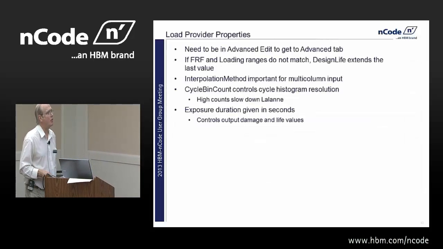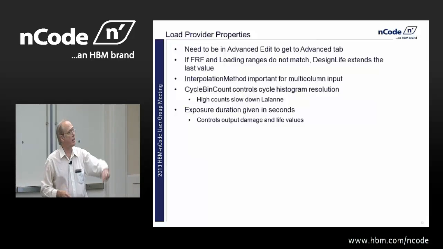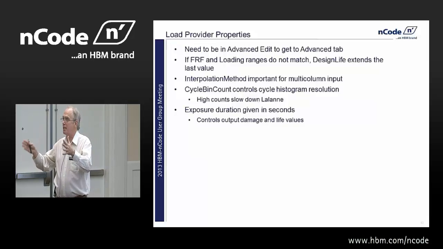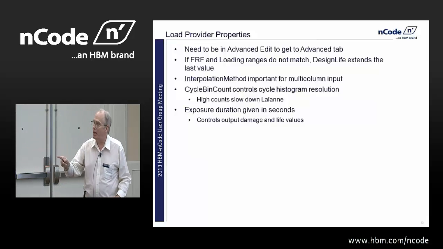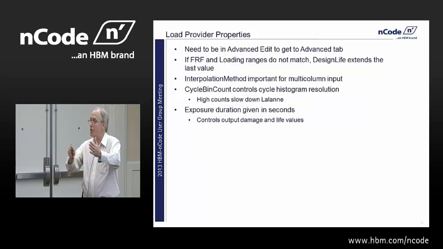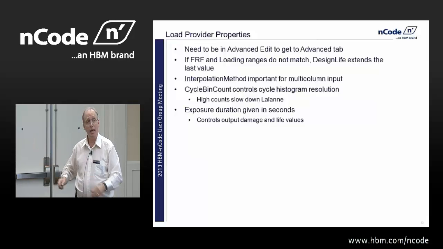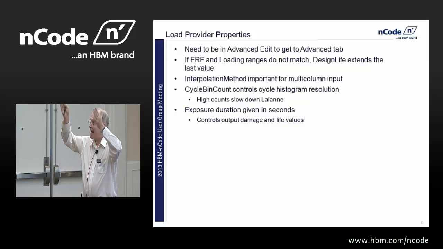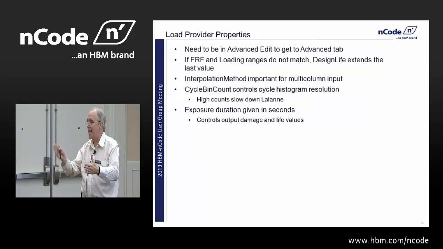Okay, so I should have just said this already. One, you need to be in advanced edit. Two, the FRF loading ranges basically specifies where we're going to solve things. One difference between us and Nastran is if the ranges of the FE results and the PSD don't match, DesignLife will take whatever one stops first and just continue that value on. It doesn't drop to 0. It gets continued on. And so if you want the PSD to actually drop to 0, you want to really specify the last range as 0.